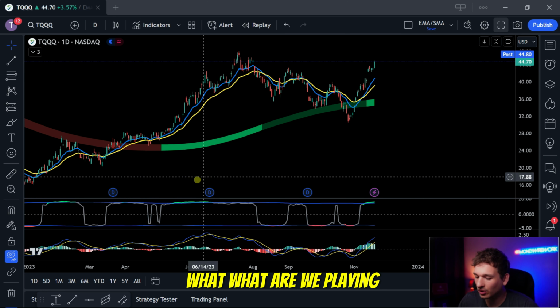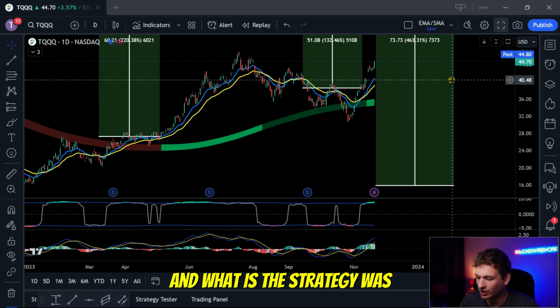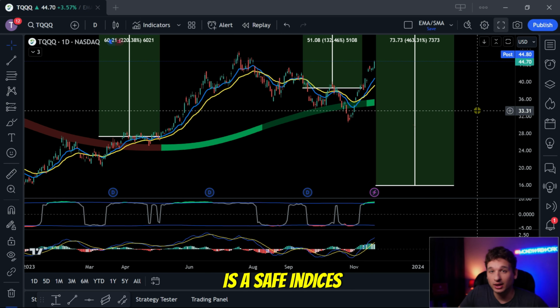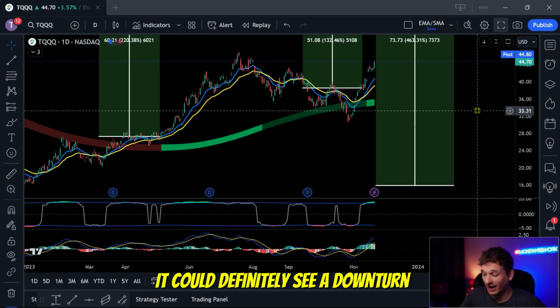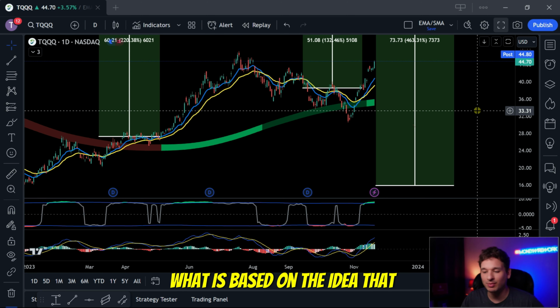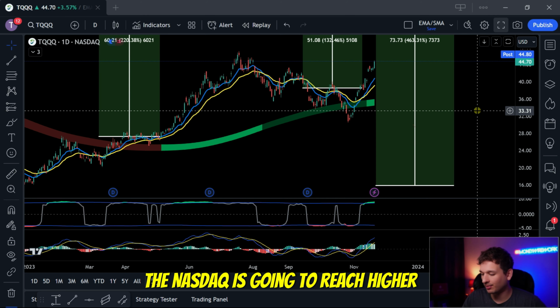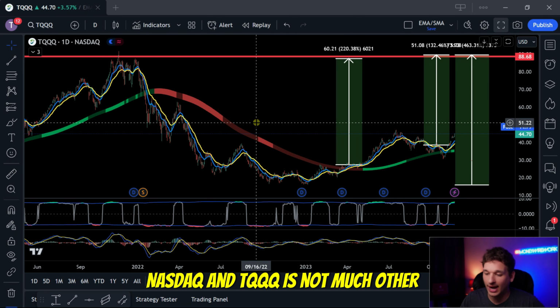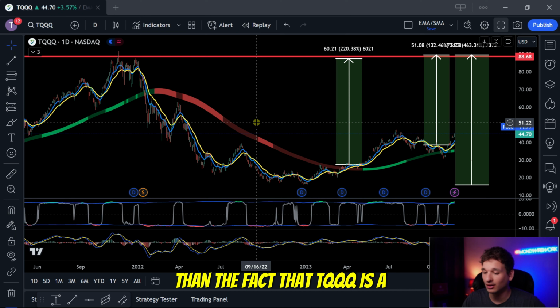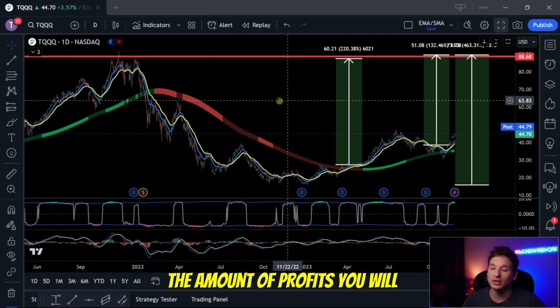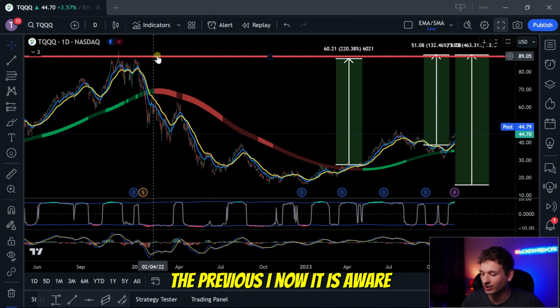So TQQQ, what are we playing and what is the strategy? Well, it's based on the idea that the NASDAQ is a safe index. It could definitely see a downturn and it can last quite a while, as any market can, right? So that is important to remember. But it's based on the idea that eventually the NASDAQ is going to reach higher highs. So the difference between the NASDAQ and TQQQ is not much, other than the fact that TQQQ is a triple leverage ETF. So you're tripling the amount of profits you will get when it returns to the previous high.